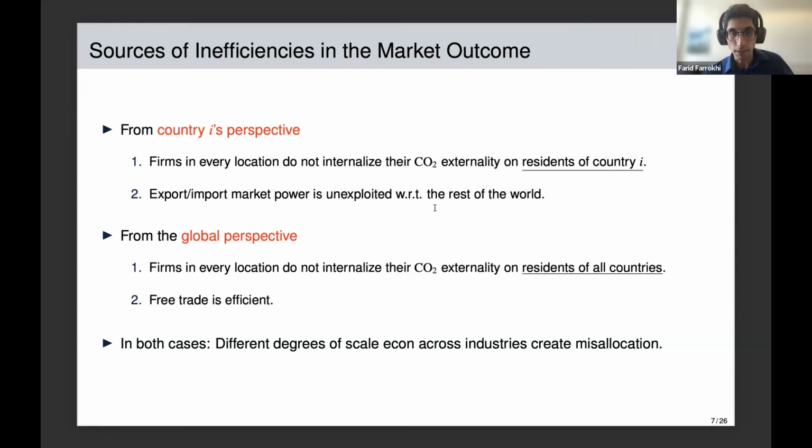Now, from the global perspective, firms in every location do not internalize their CO2 externalities on residents in all countries. And so there is this difference between the unilateral perspective and the global perspective about CO2 externality, for whom: in the unilateral perspective, for residents of my own country; in the global perspective, residents of the earth. And from the global point of view, free trade is efficient. And in both cases, whether unilateral or global, the different degrees of scale economies across industries can create misallocation, which provides some rationale for industrial policy, in fact.